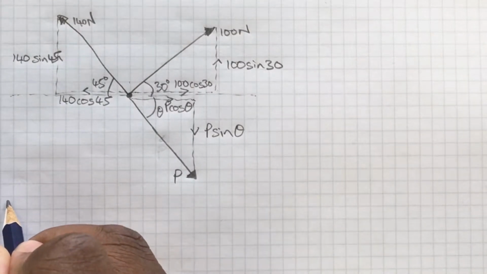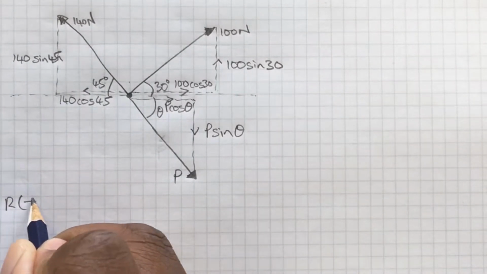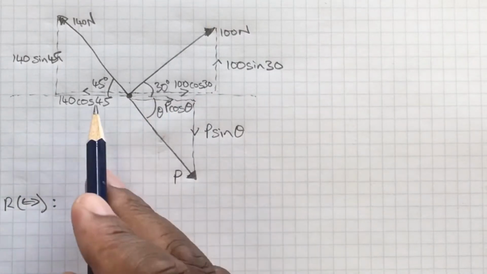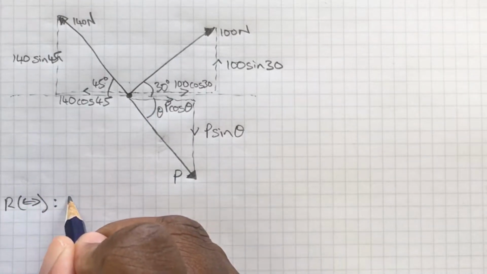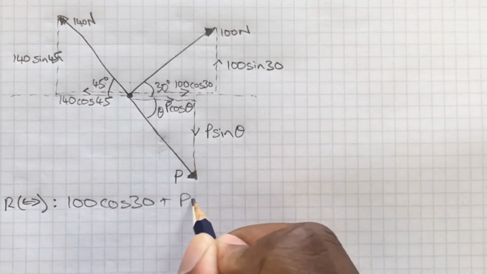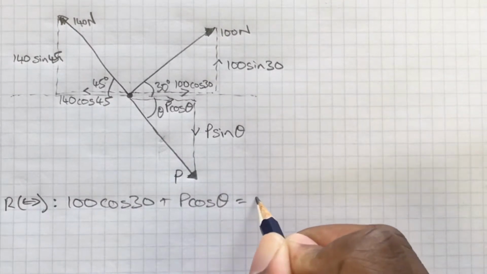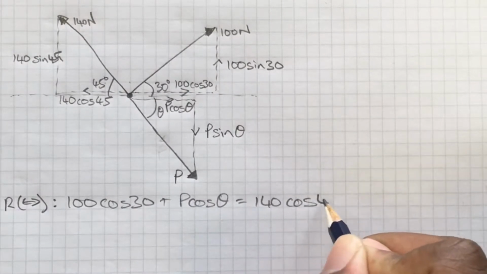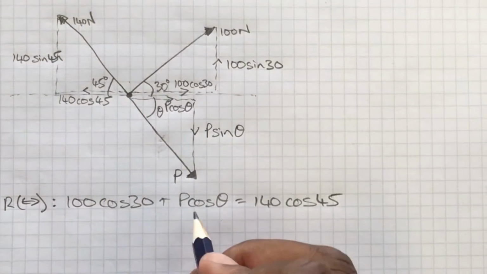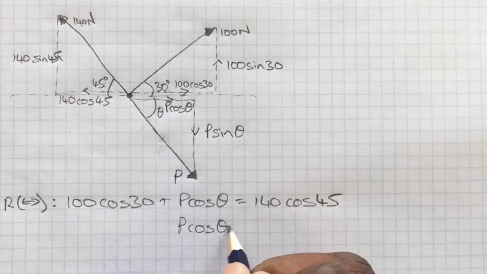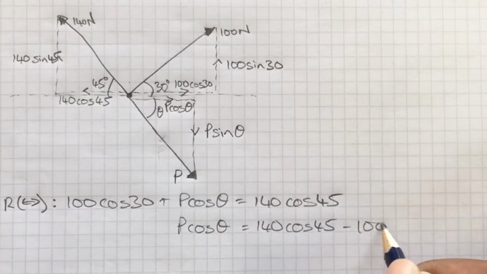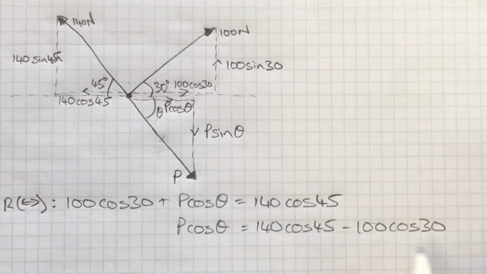Well, we've been told that the particle is in equilibrium. So first, let's try and resolve horizontally. All of the forces to the right should equal all of the forces to the left. So let's just write that expression. 100 cosine 30 plus p cosine theta should equal 140 cosine 45. Okay, it's a good place to start. Let's maybe make the unknown the subject of this equation. P cosine theta equals 140 cosine 45, and we'll subtract the 100 cosine 30.